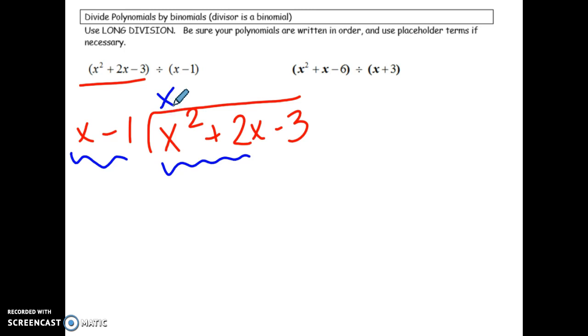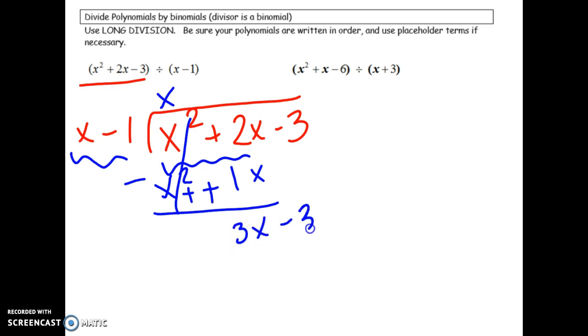Okay, so let's go ahead and do that. Let's do x first. So x times x is x squared. But then x times a negative 1 is a negative 1x. So I'm going to now subtract. Now be careful because you have to watch the second sign. If I subtract x squared minus x squared, that cancels, right? But then I have to subtract a negative 1, which actually means I add the negative 1. So that becomes 3x minus 3.